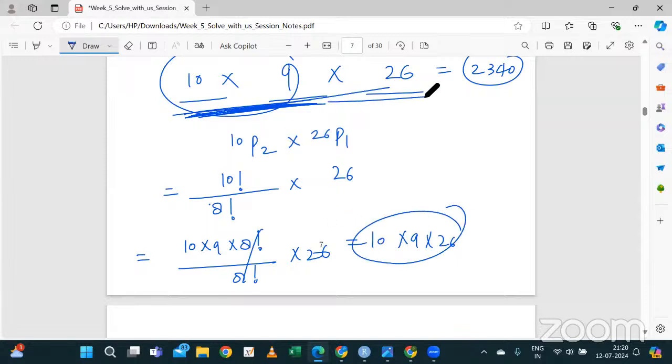Sir, what if we say that we have to put a particular alphabet in the third position? Then we have to count only 10 into 9, because that position will be fixed. You have to think about the other places. Okay, sir. That position will be fixed.